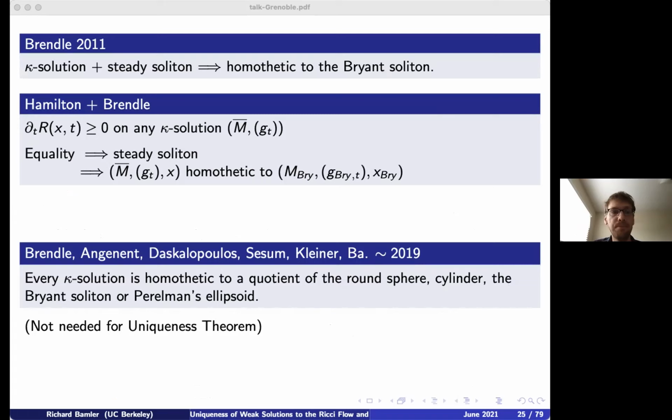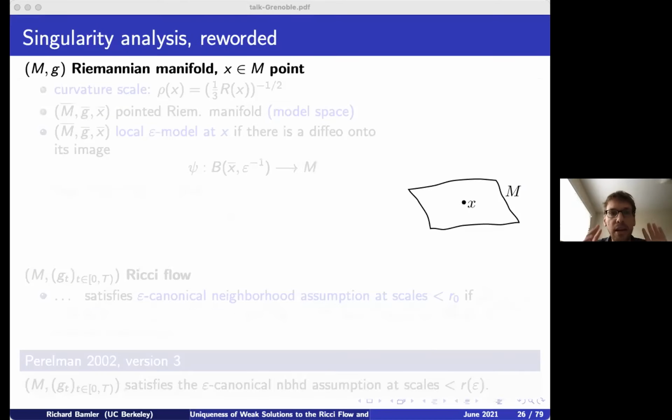All right, so to recap, we know that the blow-up of every singularity is a kappa solution, and we know what kappa solutions look like. So what I want to do, and sorry for beating this dead horse, is put some of these results into a slightly different framework, which will help us later to work with these terminologies more efficiently. Okay?